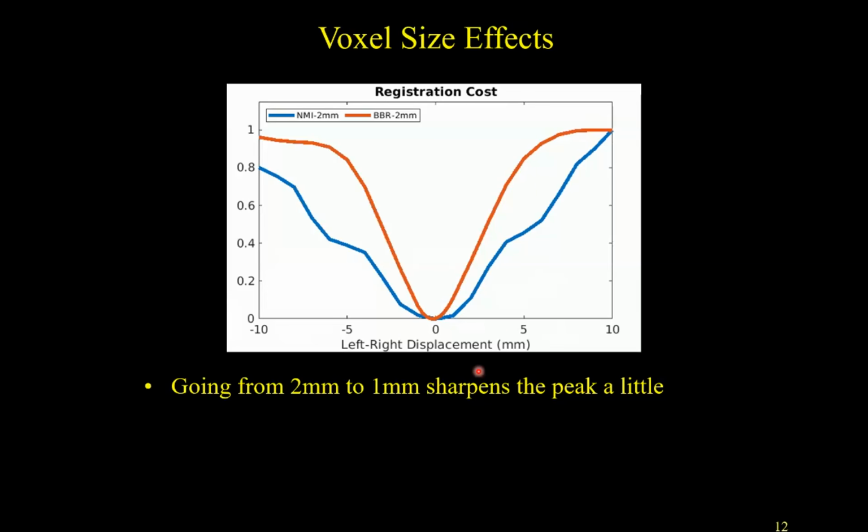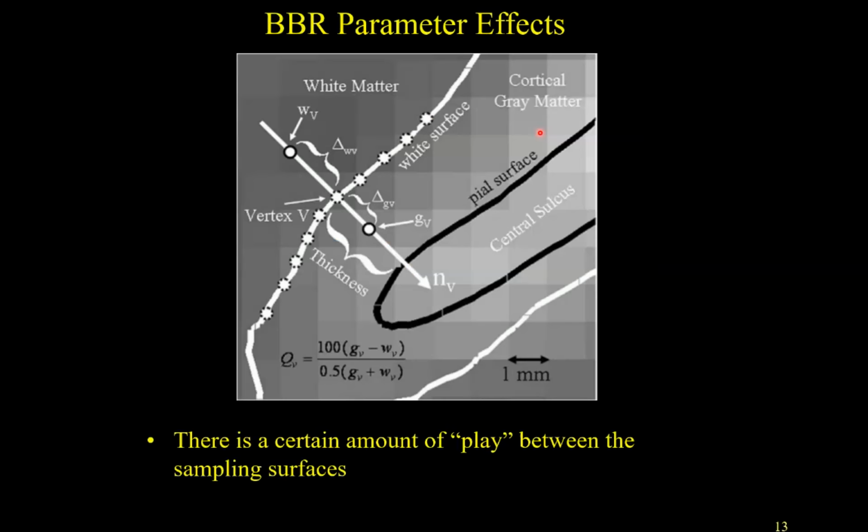So there are voxel size effects in the cost function. So this is the graph that I showed you before. This is 2 millimeter fMRI for normalized mutual information and BBR. When I go to 1 millimeter, you can see it with this yellow curve here. You get something that's a little bit sharper. And so higher resolution is going to actually give you a little bit sharper of a peak and better registration accuracy.